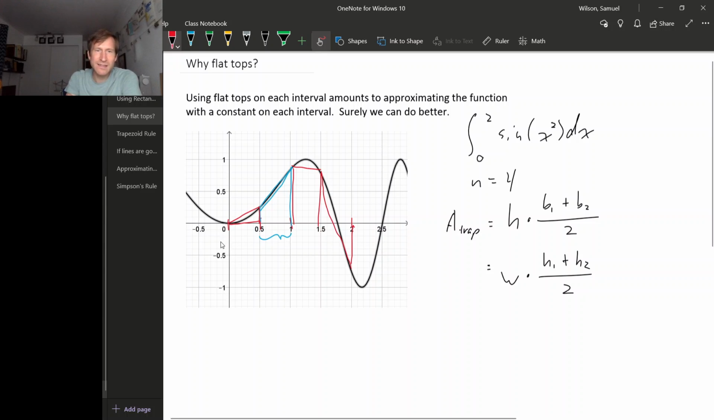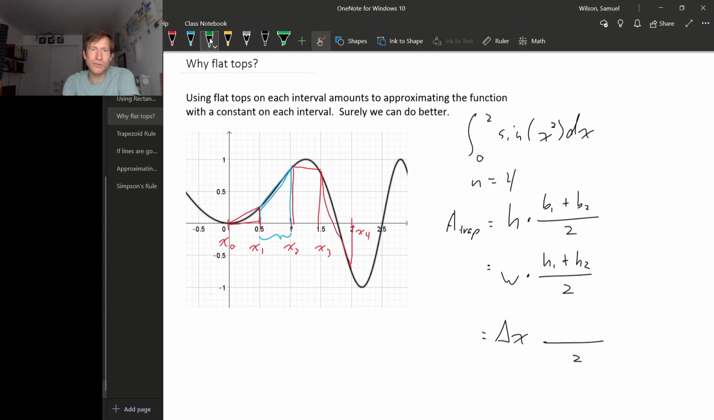Remember, we had these x values numbered: x sub 0, x sub 1, x sub 2, x sub 3, and x sub 4. So the width of each one of these trapezoids is just delta x. Now we need to figure out the heights. So let me write down the trapezoid number. So this is trapezoid number 1, this is number 2, number 3, and number 4. And just to take an example, let's look at number 2.